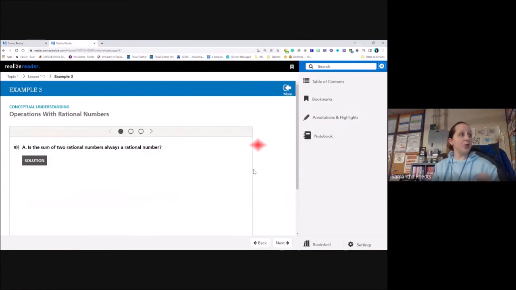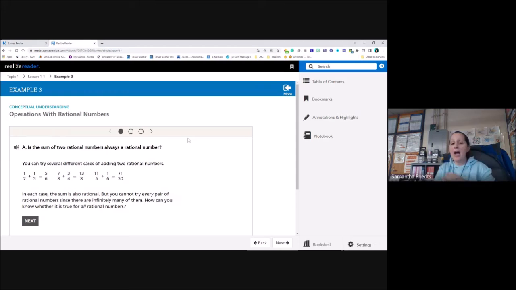All right, example 3, operations with rational numbers. A: is the sum of 2 rational numbers always a rational number? So if I add two rational numbers together, are they always going to be a rational number? So you can try several different cases of adding two rational numbers. So 1/2 plus 1/3 gives me 5/6. 7/8 plus 3/4 equals 13/8. 11/5 plus 1/6 equals 71/30, things like that. Okay. In each case, the sum, when I add them together, is also rational. But you can't try every single pair of rational numbers since there are infinitely many of them.